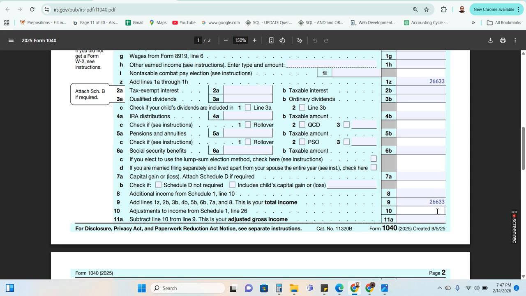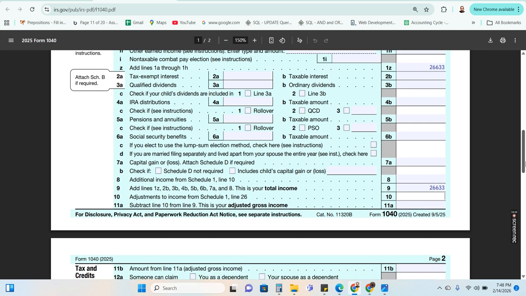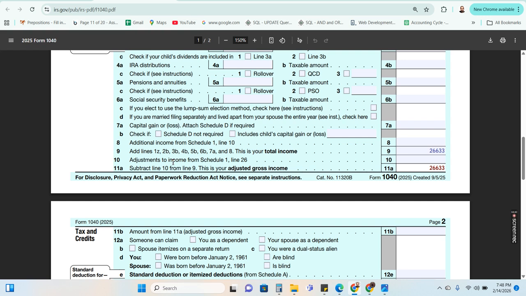Adjustments to income from Schedule 1, line 26, we don't have any, understand? So the adjusted gross income, the AGI, is the same. We don't have any additional income or adjustments to income from Schedule 1, understand? Line 8 and line 10 are the same.